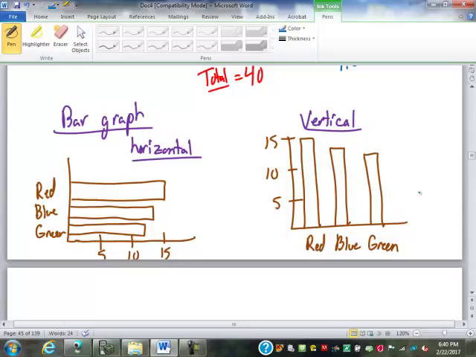You'll also notice that there's a space between the bars, and that's important. On a bar graph, for categorical data, there should be space between those bars. Now, one thing I did do wrong, I look back, I made this bar wider than the others. That's very poor form because it makes it look bigger than it really is.